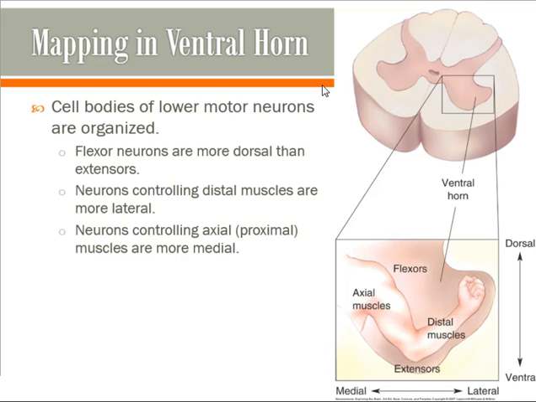The main point of this is that there's a mapping here. It's not randomly distributed. You could map across your arm, and you end up finding that down here you've got mostly your distal and extensor muscles, and then as you move further up your arm, getting more into axial muscles, you're also moving up into the gray matter in terms of where the cell bodies are that control those muscles.